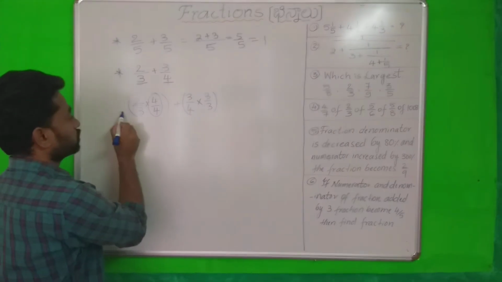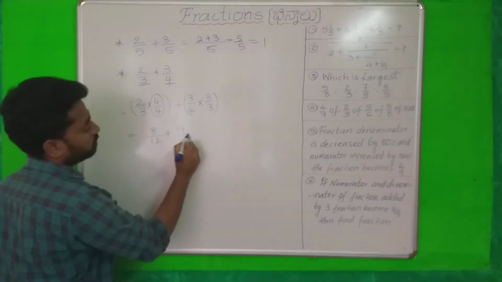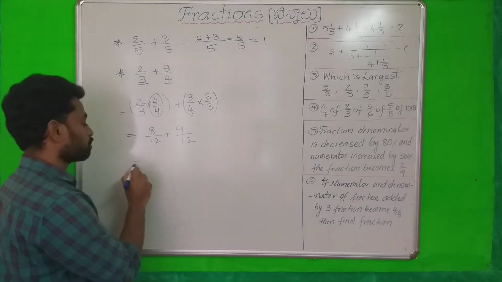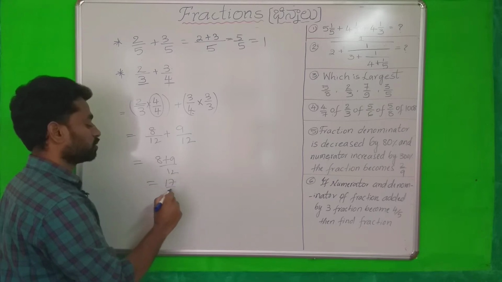Okay, so like this step. 2 4s are 8, 3 4s are 12, 3 3s are 9, 4 3s are 12. Now converted into like fractions. Now same process, 8 plus 9 by 12, this is 17 by 12.